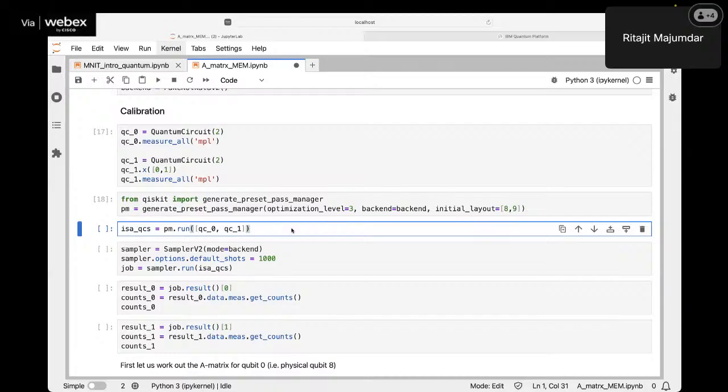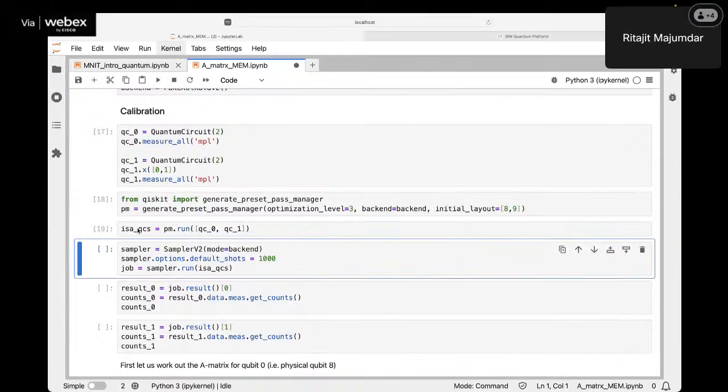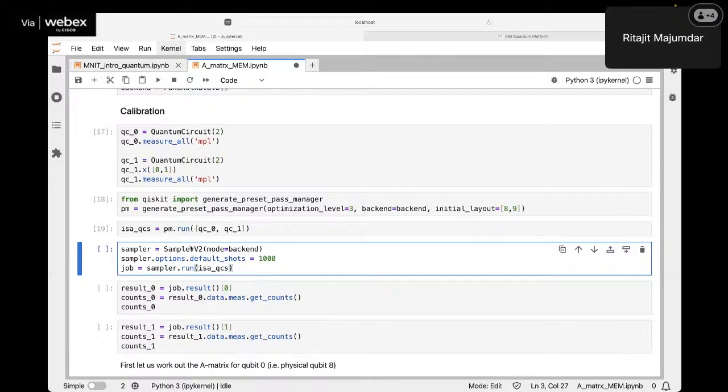You can transpile multiple circuits at the same time, and it's a very good practice to do so. So that's what I have done. I have two circuits. I have just created a list of both of them, and I am just saying pm.run over this entire list instead of individually. That gives me ISA-QCs. Now I create my sampler, and I'll run both the circuits. So you know that we can give a list of circuits, right? So for the first time, I am giving two circuits as a single list.